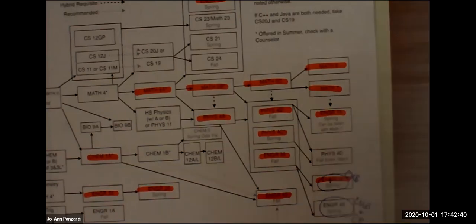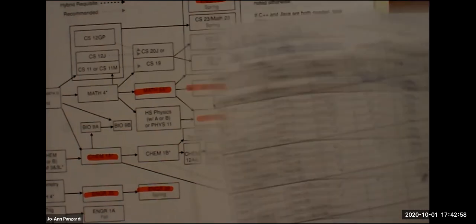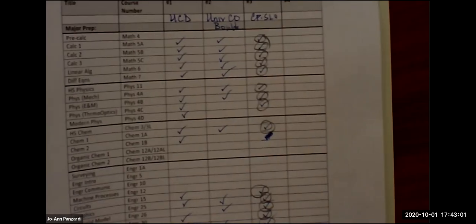So does it seem like a lot of work? It's a lot of work, but you could do it. It's just like doing a puzzle. You first figure out what you want to major in. You figure out which schools you'd like to transfer to. You print out this table and you do this. You print out the flow chart and you color it in, and then we make a schedule.